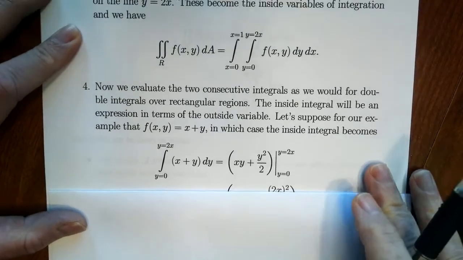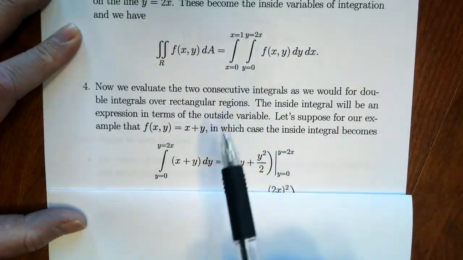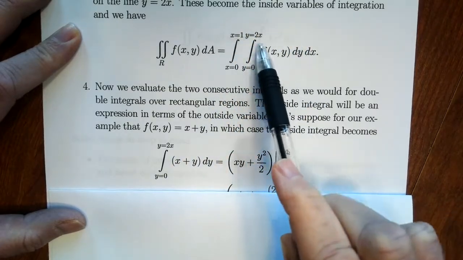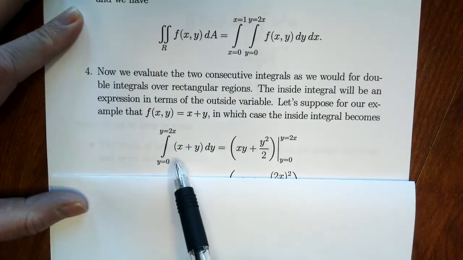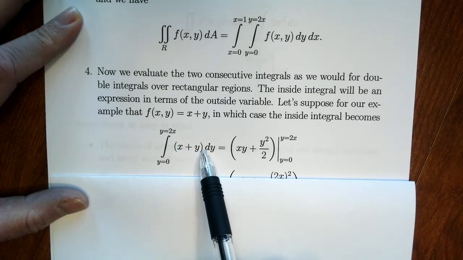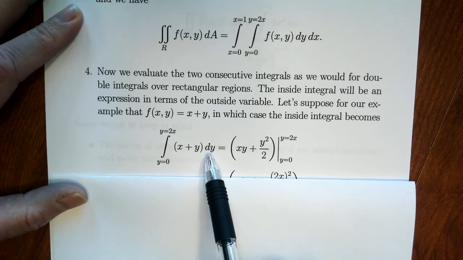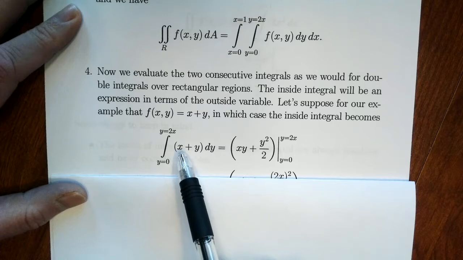So the first thing, I'm going to take the inside integral and just work with it. I'm going to take what we have here and put it down here. So y is going to vary from 0 to 2x, and I have x plus y. Now we're going to integrate, or anti-differentiate, with respect to y, which means we treat x as a constant, like a 3 or something like that.